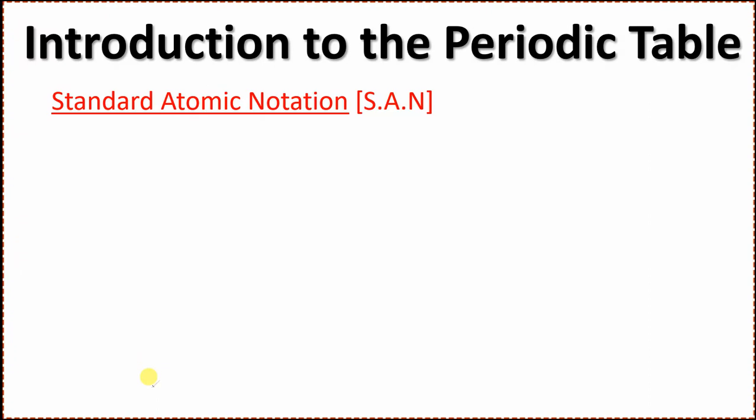Let's talk about some standard atomic notation, which is just a method of representing these different elements and the information that they have. So fluorine. You look up fluorine and you discover that it's number 9. Its atomic number is 9. That tells us it has 9 protons.